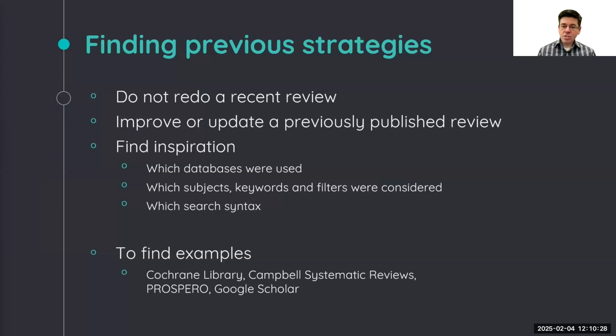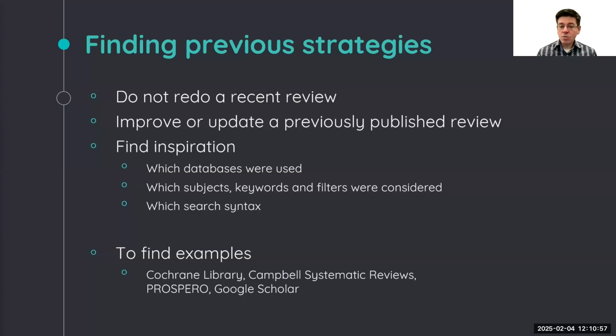Finding previous strategies can help on multiple levels. In the first video, I mentioned the importance of looking to see if your review topic has been covered in a recently published review. If that's the case, you might not want to redo that review because it's already been done. But it also can help you find previously published reviews that might be a little older that you want to improve on or update. But more importantly, finding reviews is an important step to help find inspiration or to inform the search strategy that you'll develop.